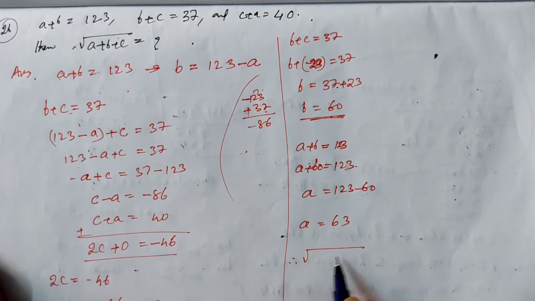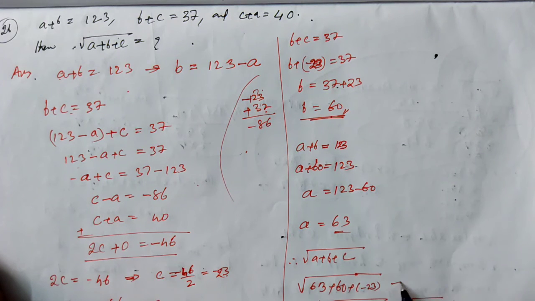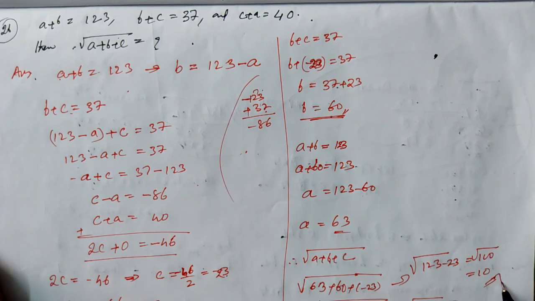Now under root a plus b plus c is equal to under root, what is a? 63. What is b? 60. What is c? Minus 23. Okay. So which is equal to, okay, this is 123 minus 23. So under root a plus b plus c is equal to 100. So this is the answer.